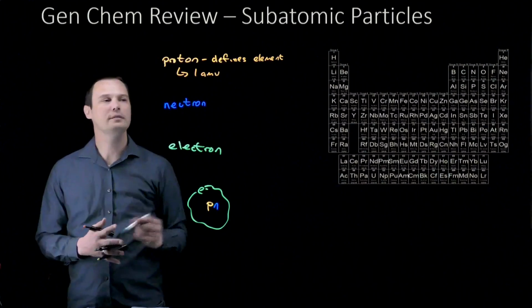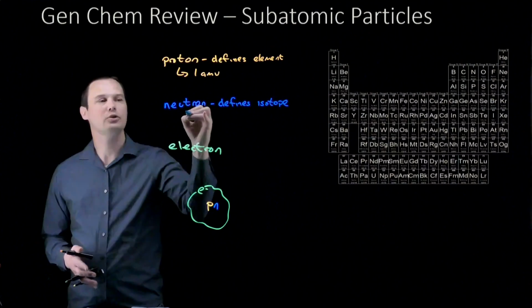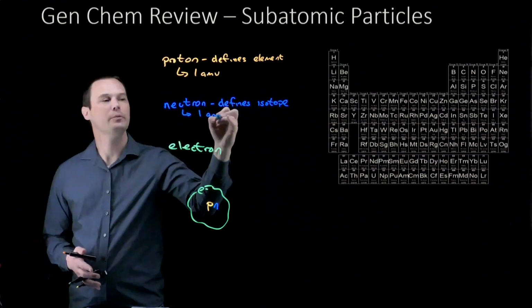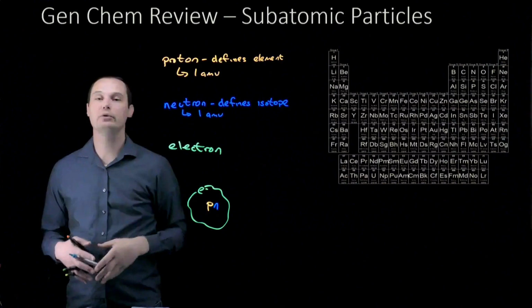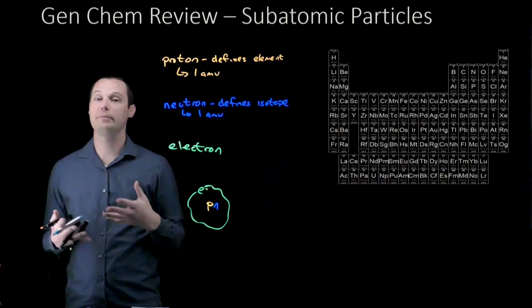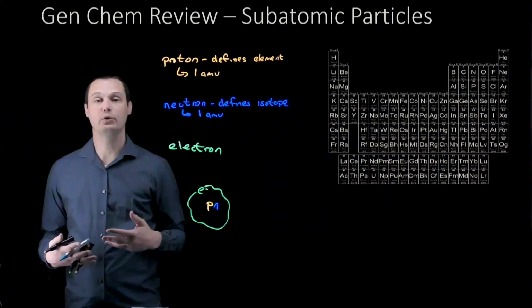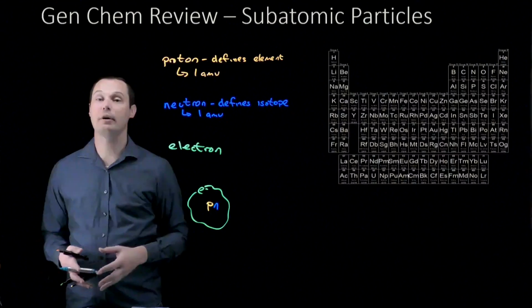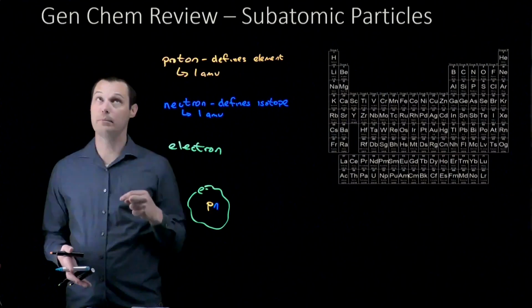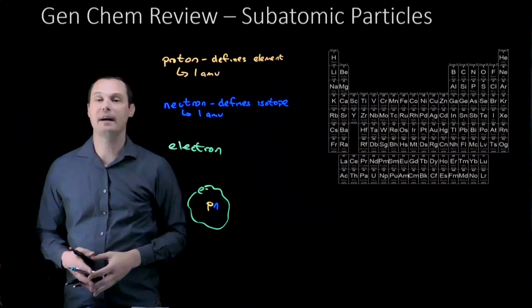The number of neutrons in the element defines the isotope, defines the atomic mass. A neutron also has a mass of approximately 1 AMU. So the number of protons plus the number of neutrons is the mass of that element. Carbon-12 is carbon-12 because it has a mass of 12. It has 6 protons and 6 neutrons. Any carbon with 7 neutrons and 6 protons would be carbon-13. Any carbon with 7 protons, again, wouldn't be carbon anymore. It would be nitrogen because the number of protons defines the element.